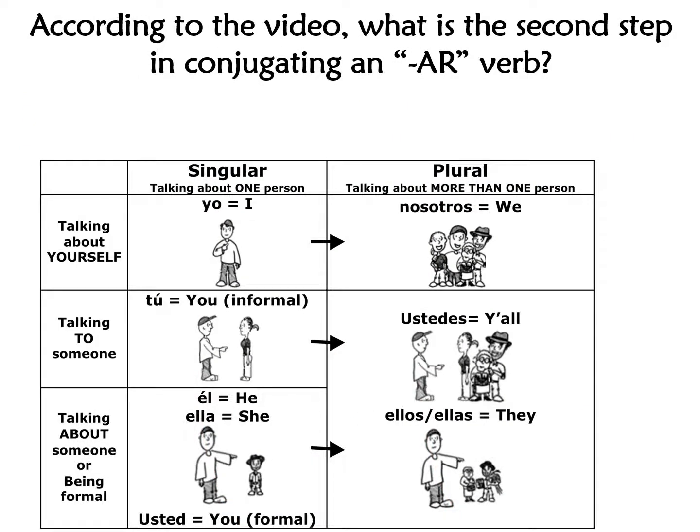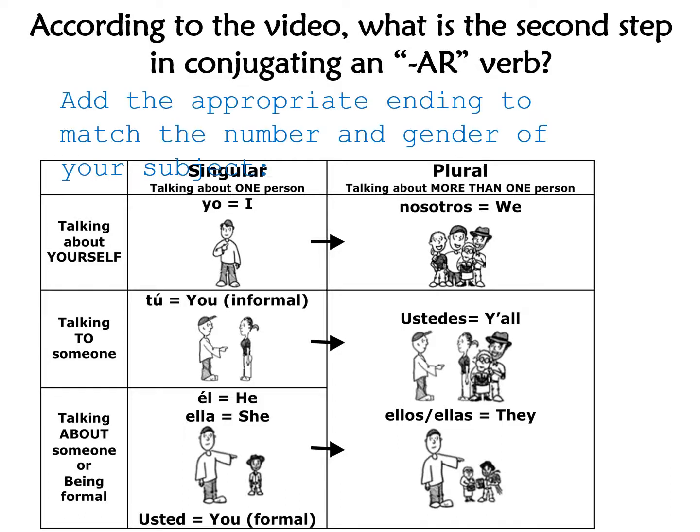The second step in conjugating AR verbs is to add your endings. For yo, we add o. For tú, you add as. For él, ella, or usted, a. Nosotros, amos. And ustedes, or ellos, ellas, an. We start to see here why it's important to know who we're talking about, as was mentioned in the previous slide.